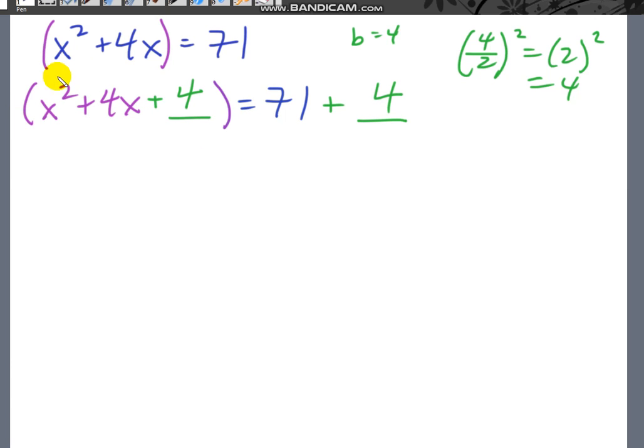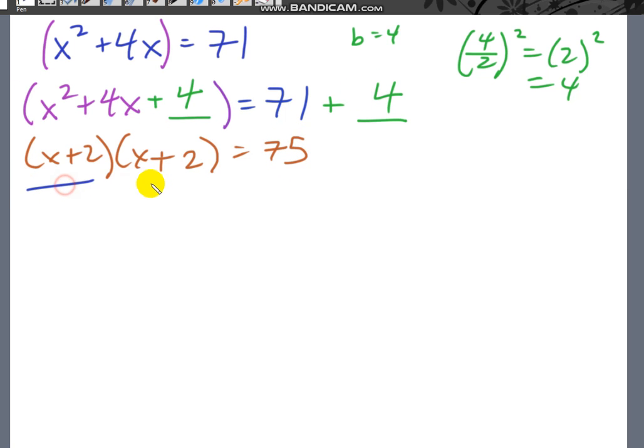Now we want to factor this. We need to find two numbers that multiply to 4 and add up to 4. It should be 2 and 2. 2 times 2 is 4. 2 plus 2 is 4. Divide each of them by your a term in front, which is 1. So this factors to x plus 2 times x plus 2. Let's write that on the left hand side. And we have 71 plus 4, and that is 75. These factors are the same, so let's group them together. x plus 2 squared equals 75.